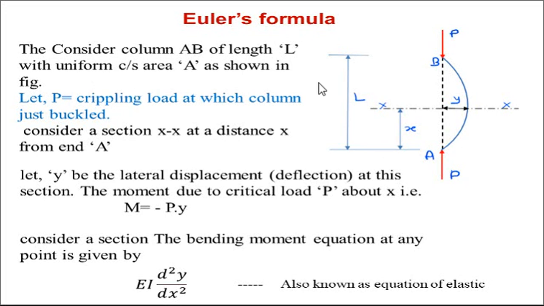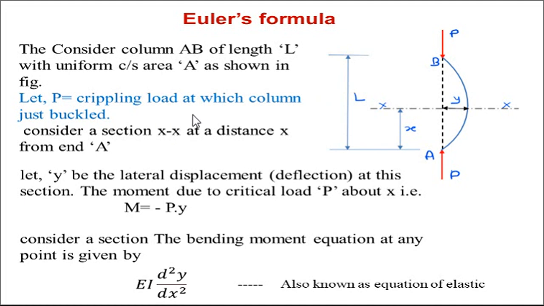So consider the column AB of a length L. This column AB, whose length is capital L, has a uniform cross-sectional area. Suppose the uniform cross-sectional area of the column is capital A. Let P be equal to the crippling load. We already know that the crippling load is nothing but the buckling load, or crushing load, we can say.